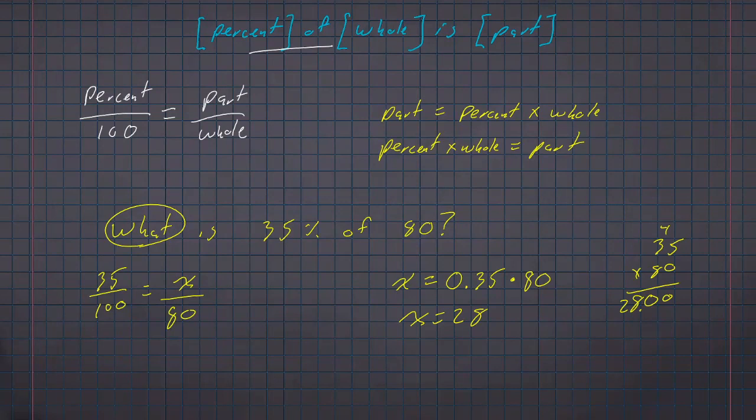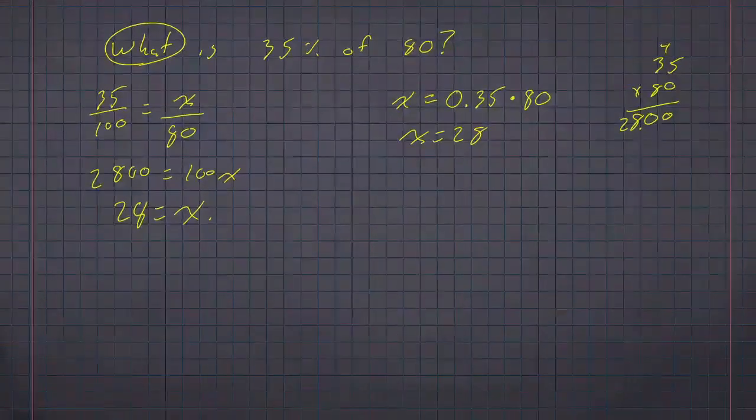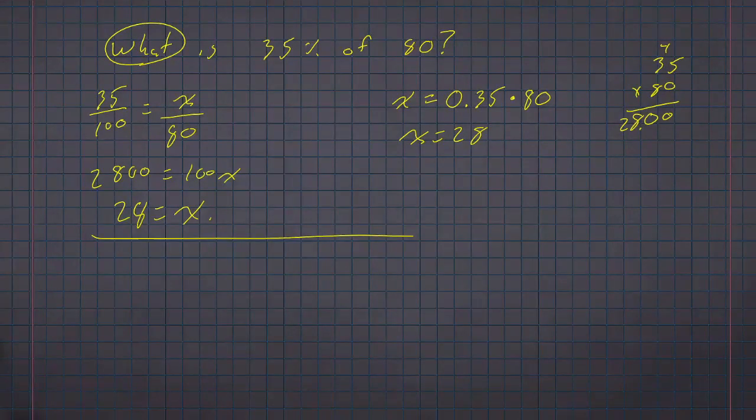On the proportion side of things, you would multiply 35 times 80 and get 2,800. You'd get 100 times x, and you'd divide both sides of the equation by 100 to get that x is 28. The proportion has the nice advantage of avoiding working with decimal values. If the thing that's unknown is not the part, then we can use algebra skills to work out what happens there.